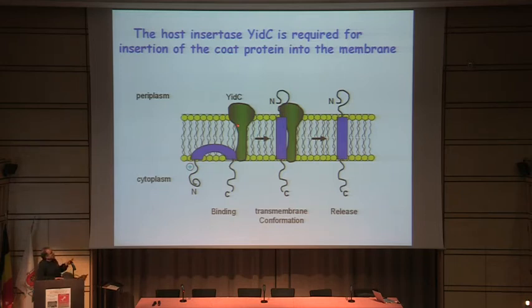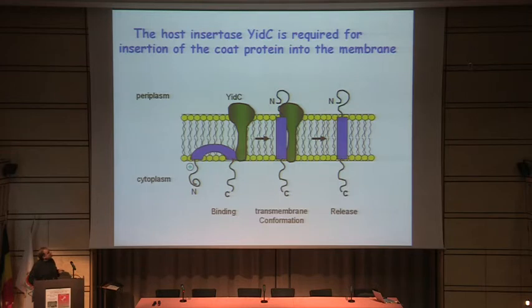So the proteoliposomes, which are then formed, only consist of pure lipid and the purified YidC protein. Then we purify the coat protein, and under conditions where the coat protein is soluble, we can add the coat protein to the outside of the proteoliposomes and follow the translocation and insertion of this protein into the membrane.